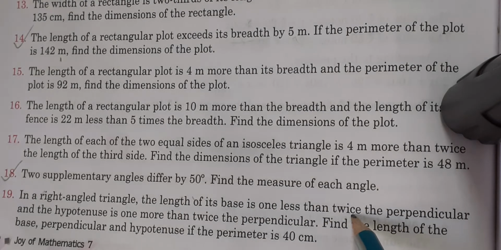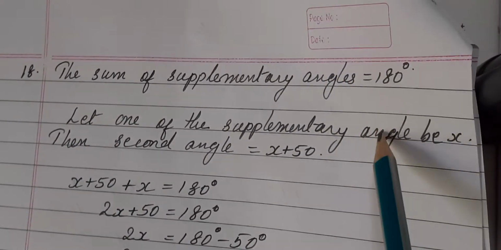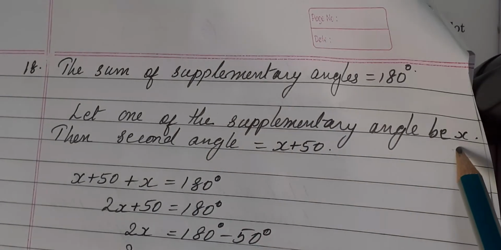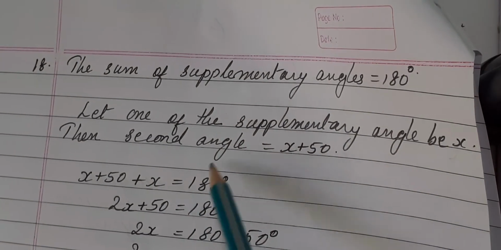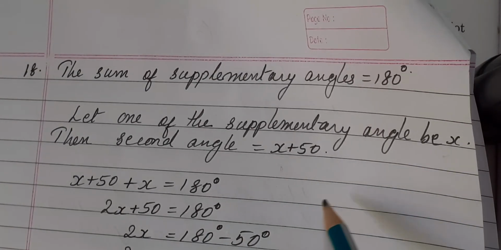Supplementary angle, you know what is the condition for supplementary angles. The sum of two angles should be equal to 180 degree. So sum of the supplementary angles is equal to 180 degree, that we know. Then let one angle we choose as x. Okay, then the second angle they differ by 50 now. So 50 I added. Okay, so x plus 50.